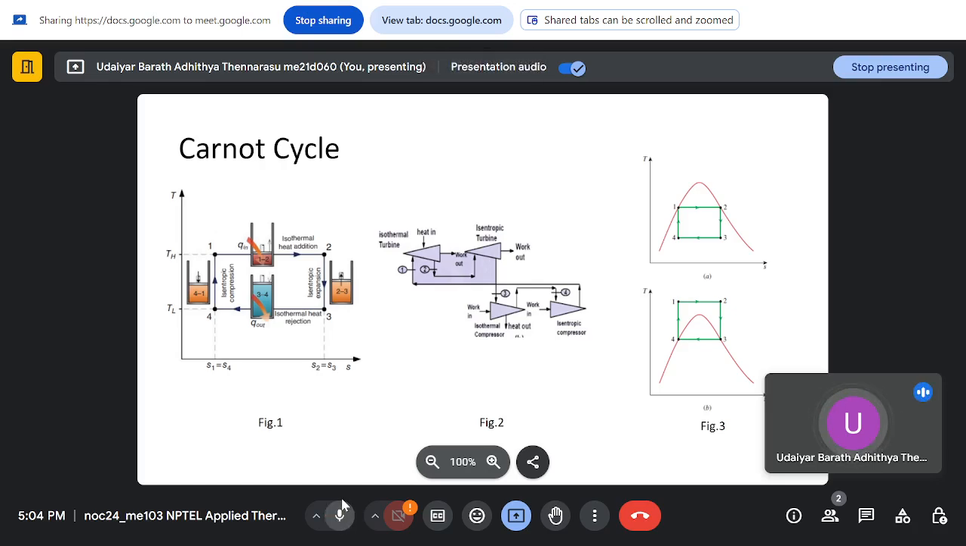So it's an isentropic process, and then an isothermal process. If you see, it has both heat addition as well as work interaction. So both have to take place simultaneously. So this is very difficult. So for that to happen, this process has to be very slow.